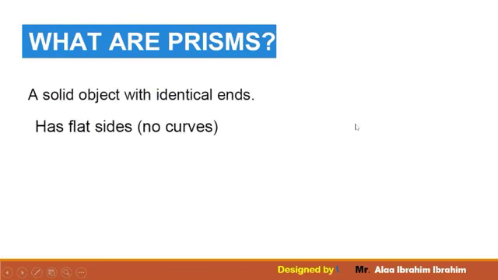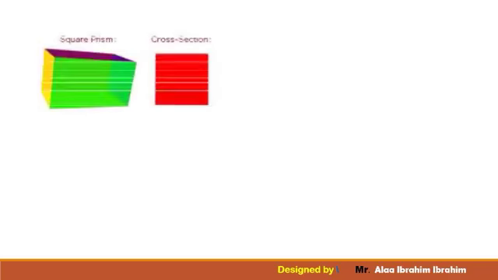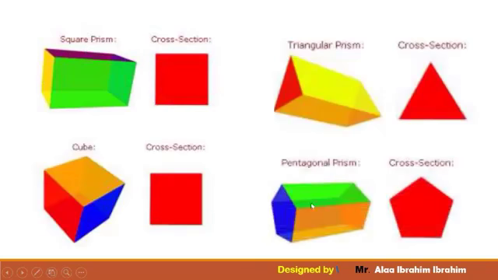Prisms are solid objects with identical ends, flat sides, no curves, and a cross section, like this example. A square prism means the cross section is a square. Now a pentagonal prism, the cross section is the base. So the cross section looks like the base.